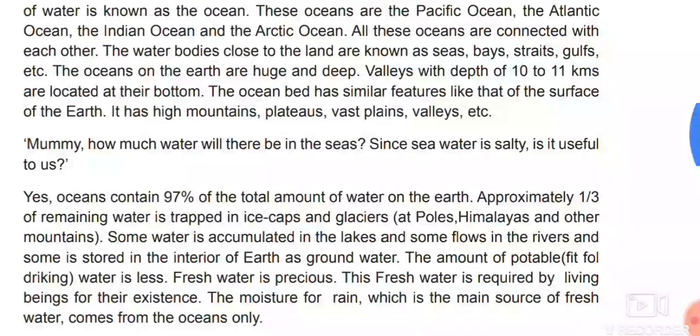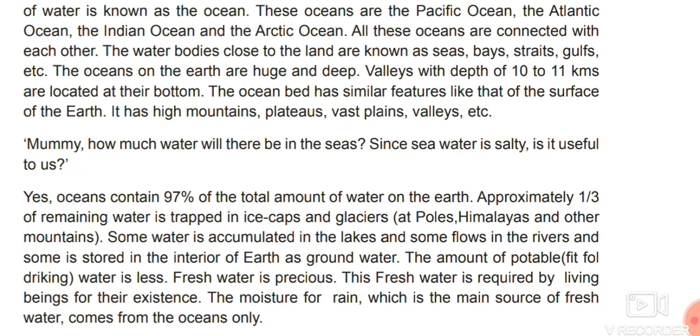Mummy, how much water will there be in the seas? Since sea water is salty, is it useful to us? Now see the smartness of the boy. He's asking if we have plenty of water, but are we using that water? So the mother said, yes, ocean contains 97% of the total amount of water on earth. यानी कि सिर्फ 3% ऐसा वाटर है जो हम यूज एंड कंज्यूम कर सकते हैं.